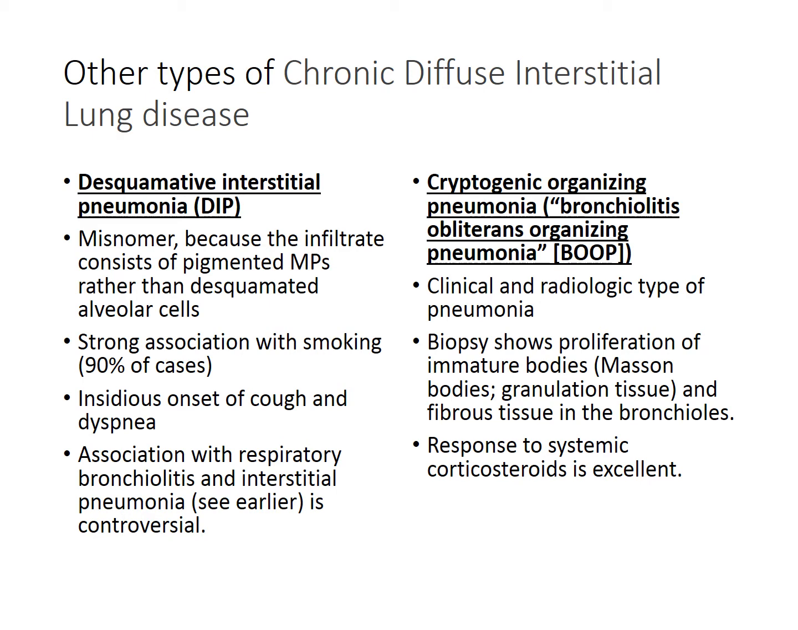It is a clinical, radiological, and histological entity that is classified as interstitial lung disease. Biopsy shows proliferation of immature fibroblasts or Masson bodies and fibrous tissue in the bronchioles. The response to systemic corticosteroids is excellent.